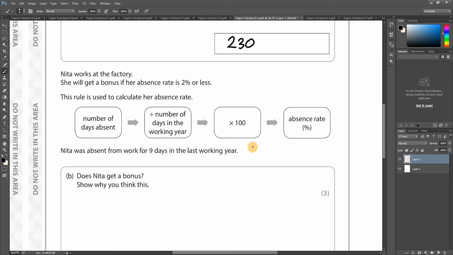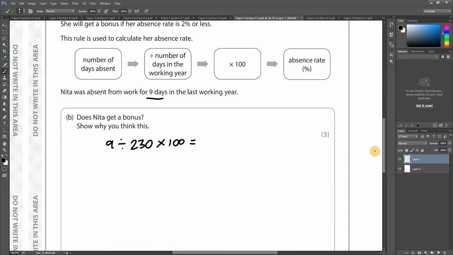Whenever you get anything like this, you just have to follow the rule. You start off with the number of days she was absent, which is 9 according to the question, divided by the number of working days. You have to do it in this order. Don't start doing it in your own order that you think it should be. So 9 divided by the number of days in the working year, which is our answer from part A, 230. Then you times by 100, and it should give you your final answer. So you have to follow this rule.